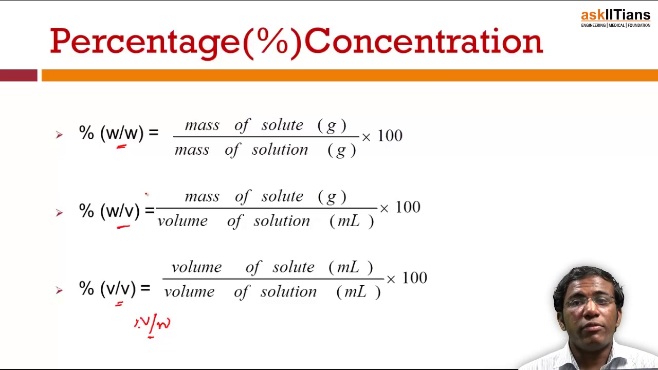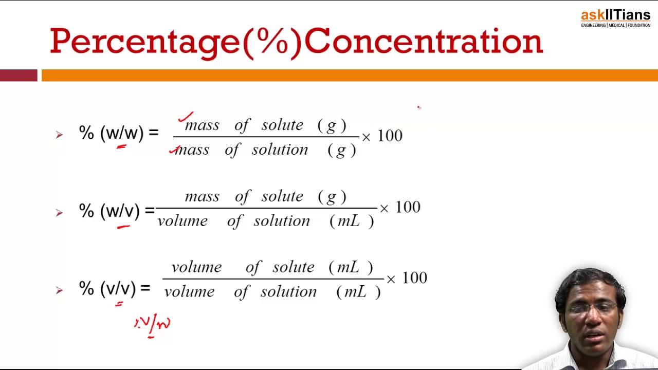First is weight by weight percentage. It is defined as the mass of solute in grams divided by the mass of solution in grams, multiplied by 100. Here this is the mass of solute and this is the mass of solution, and if I multiply it with 100, I will get the weight by weight percentage. Here I am taking mass, weight, in both places, so it is known as weight by weight.